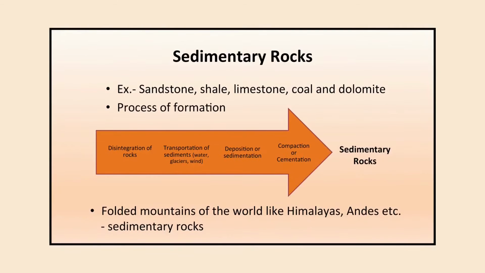The process of formation of sedimentary rocks can be seen in the diagram. First is disintegration of rocks, that is already existing igneous, metamorphic or sedimentary rocks. Then these disintegrated rocks result in sediments. Then these sediments are transported through water, glacier or wind. So, transportation of sediments takes place, then deposition or sedimentation takes place, then compaction or cementation takes place, and then sedimentary rocks are formed. Various folded mountains of the world like the Himalayas, Andes, etc. are formed of sedimentary rocks.